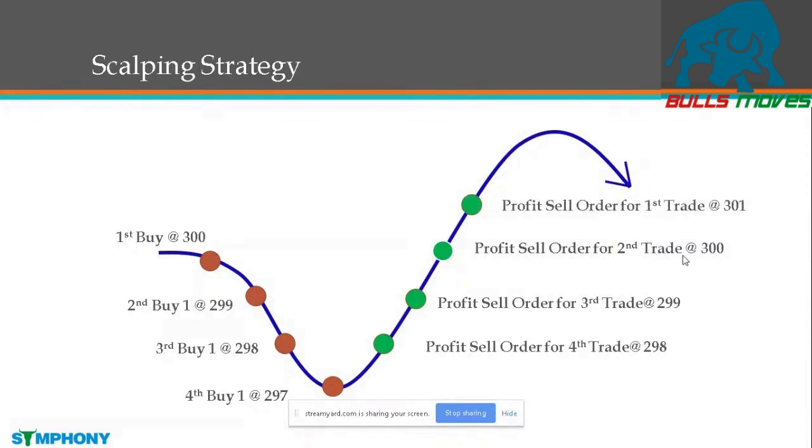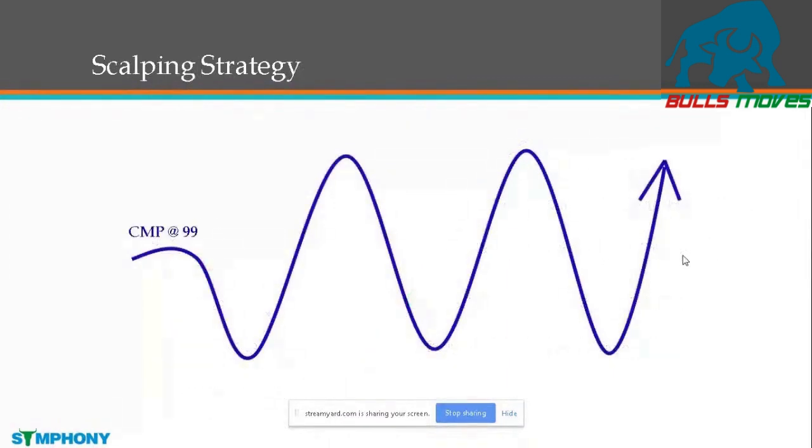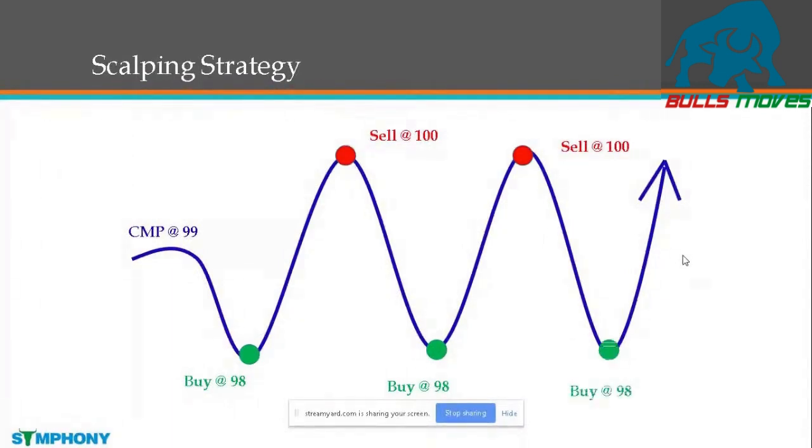So how does it work? Let's talk about another example. Let's say any stock price is currently quoting at 99 rupees. At 1 rupee downside it will buy at 98 rupees. Again it will book your profit at 100 rupees. Again it will buy at 98 rupees, again it will book your profit at 100 rupees, and so on. It will work accordingly. So how you can use this strategy by using the 5paisa terminal.